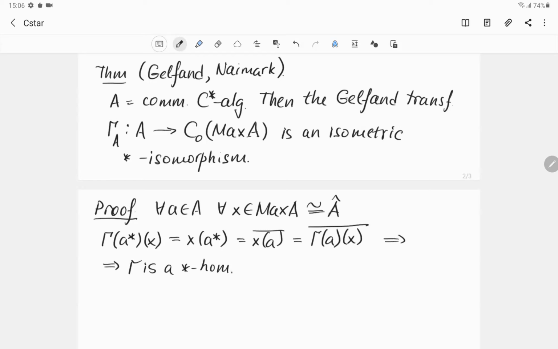Okay, so gamma is a star homomorphism, and this implies that its image is a star subalgebra in C0 on the maximal spectrum. So it's a star subalgebra, and it's easy to see that this subalgebra satisfies the conditions of the Stone-Weierstrass theorem.